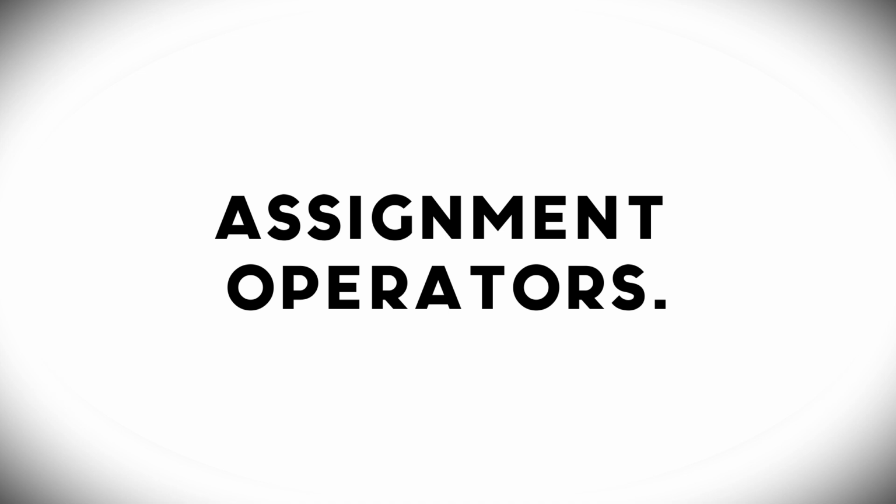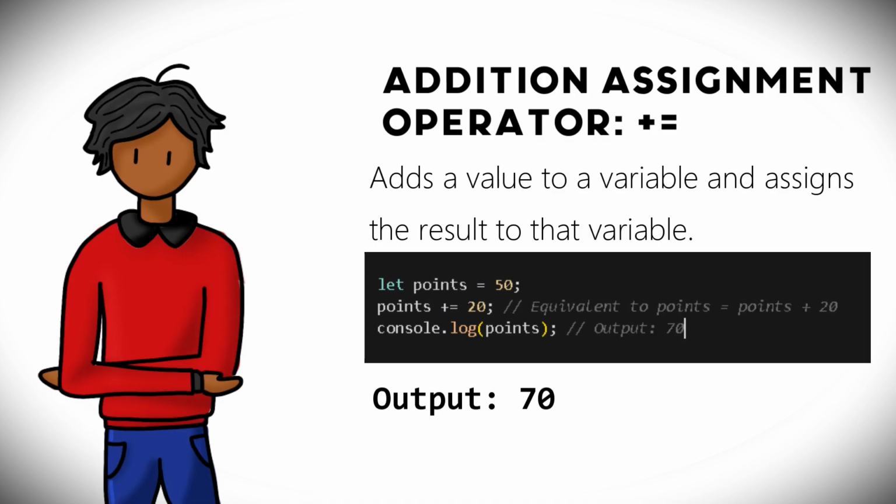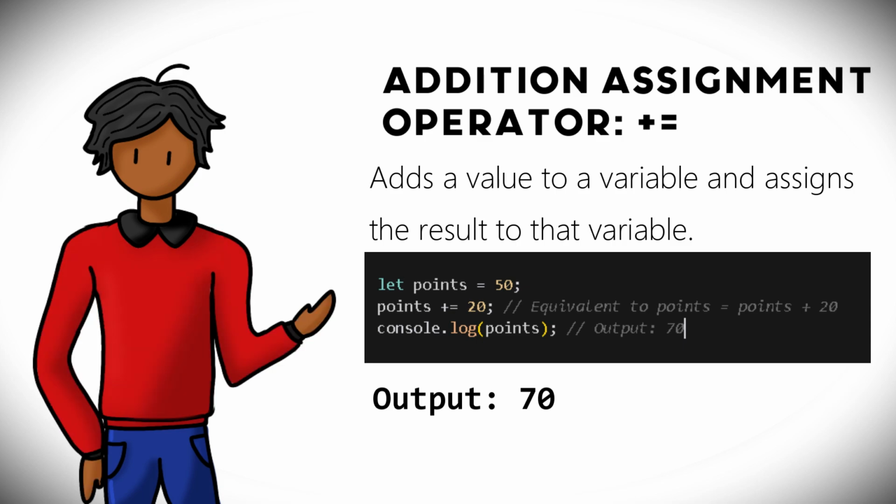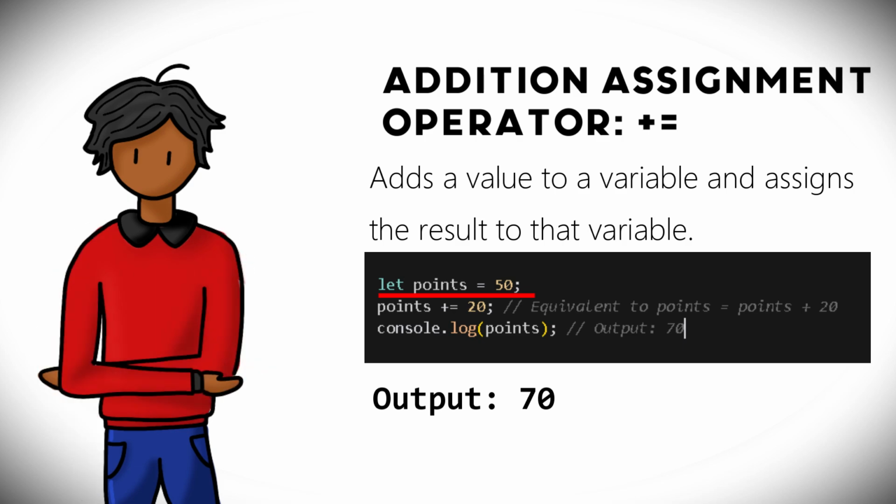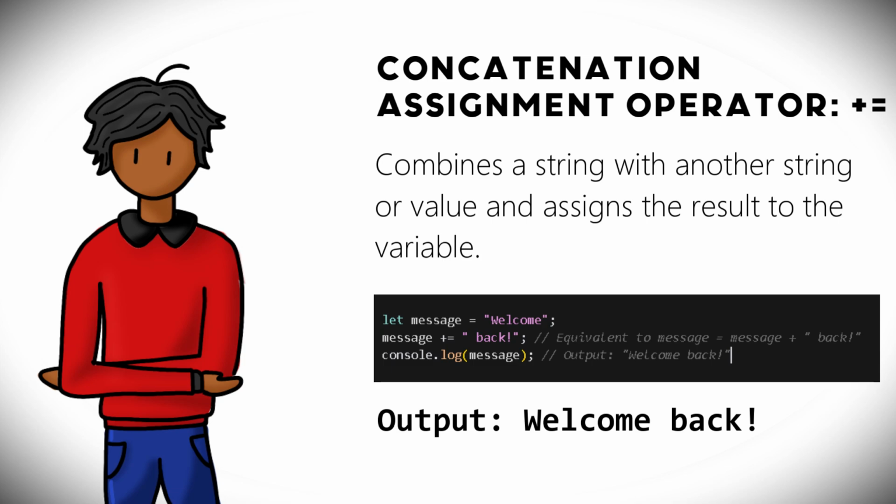Finally, we have the assignment operators. The addition assignment operator is the plus equal to. It adds a value to a variable and assigns the result to that variable. For example, here, with the variable points equal to 50, instead of just writing points equal to points plus 20, you can just use points plus equal to 20. Makes things a lot simpler. You can also do this with strings.